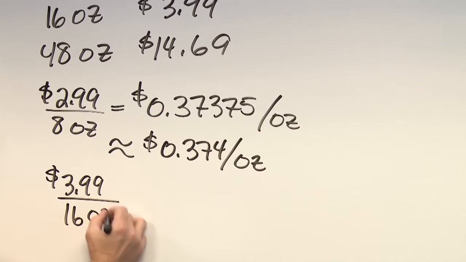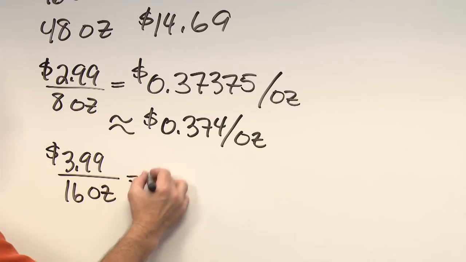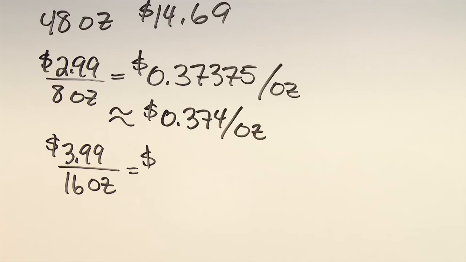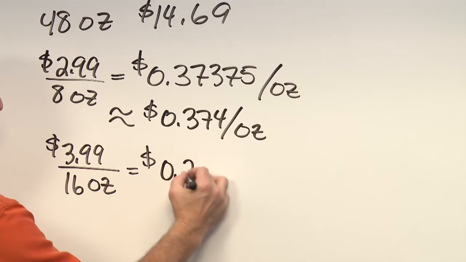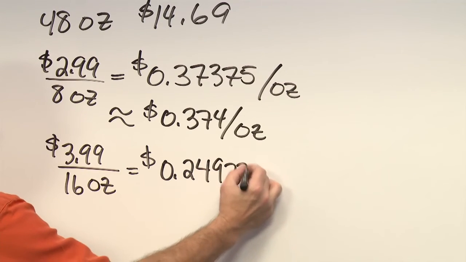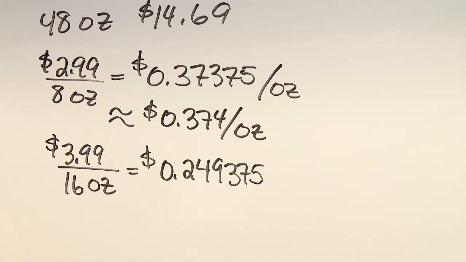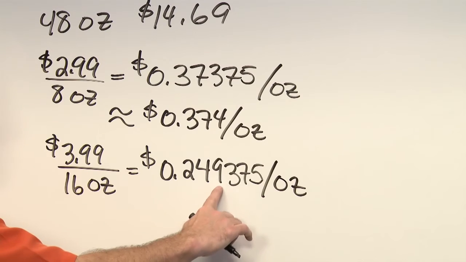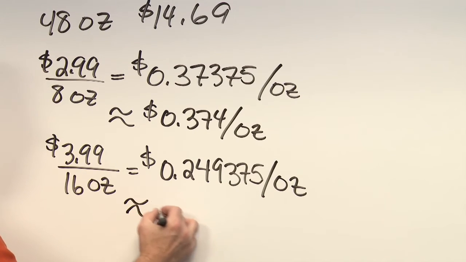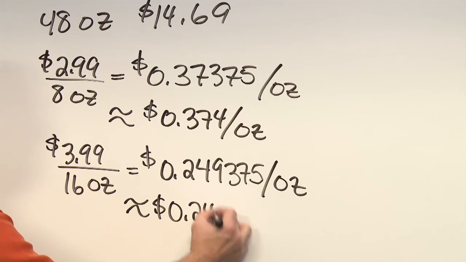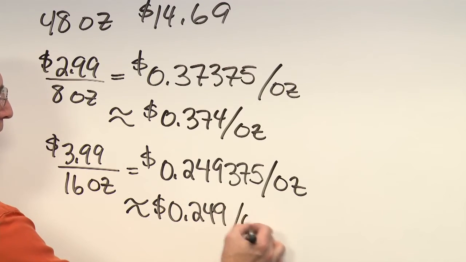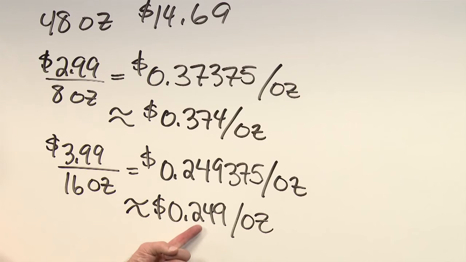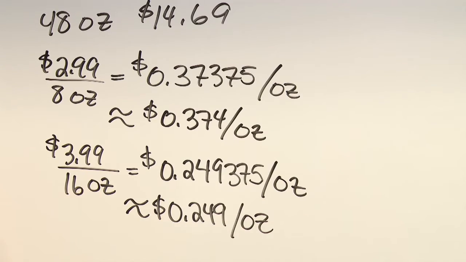Now we repeat the process for $3.99 and we get 16 ounces. That's equal to 0.249375 dollars per ounce, which we round off to the thousandths, and it's approximately equal to $0.249 per ounce, which again would be 24.9 cents per ounce.